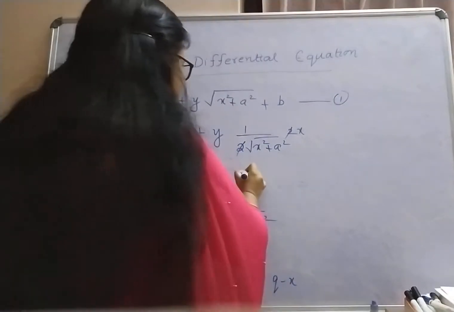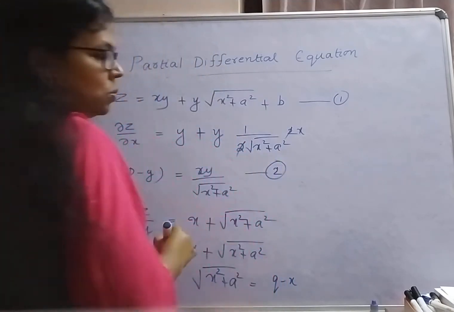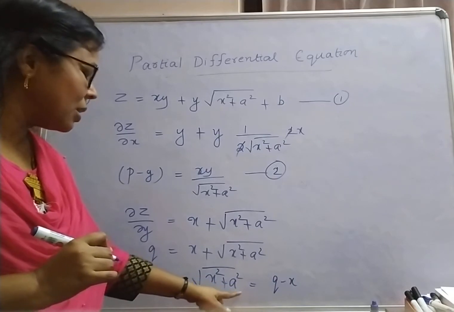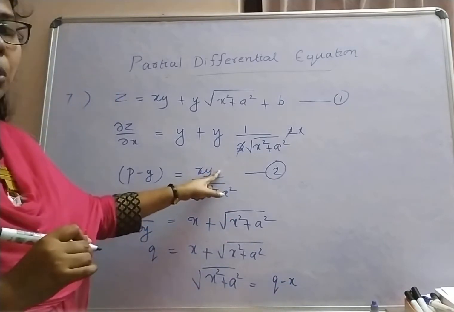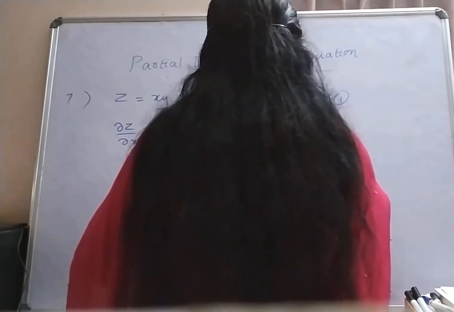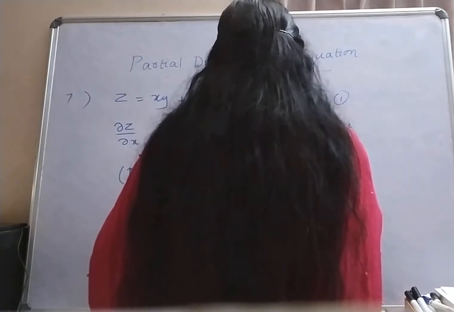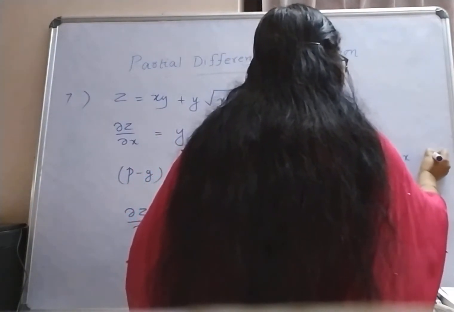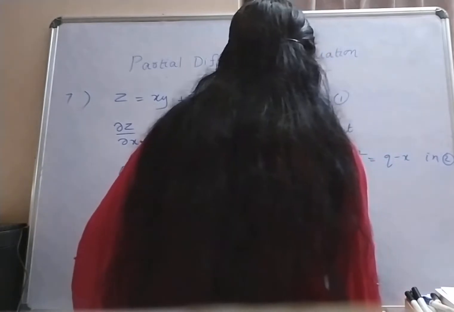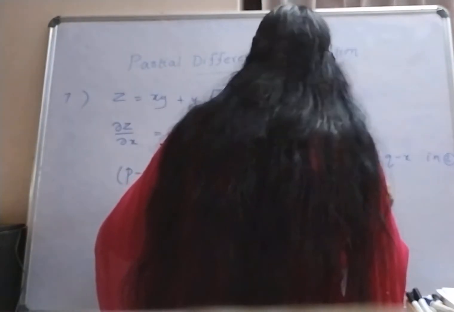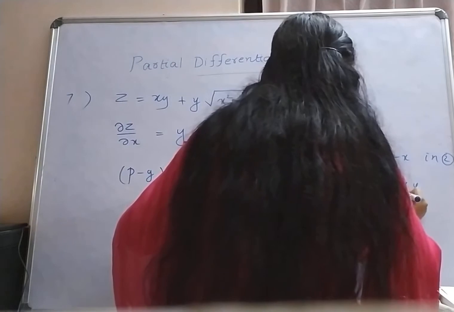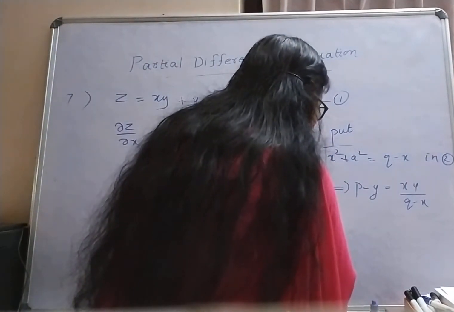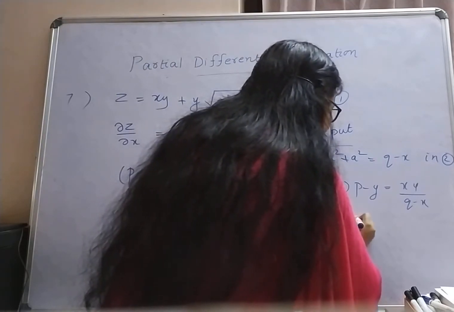Put the earlier equation as equation number 1 and this one as equation number 2. Put root x square plus a square equal to q minus x in equation number 2. Equation 2 becomes p minus y equal to xy by q minus x. By cross multiplication, p minus y into q minus x equal to xy.